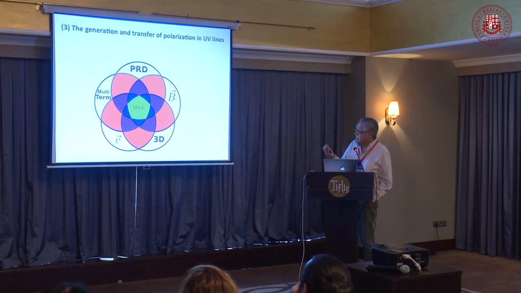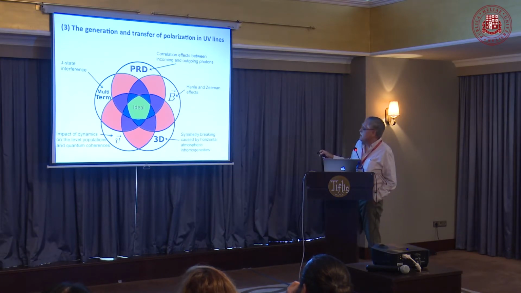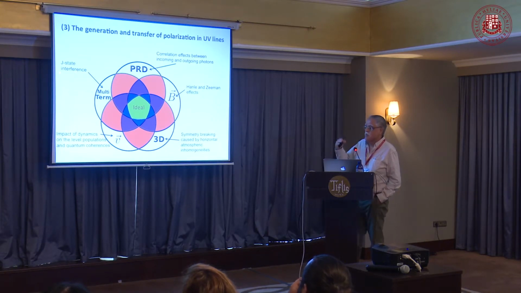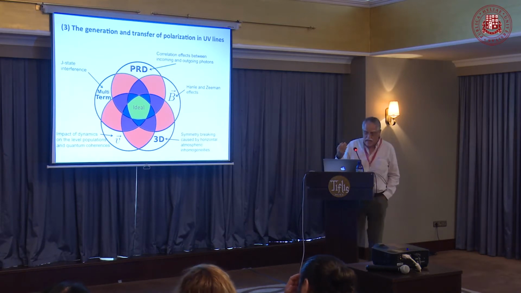So the physical mechanisms that one has to take into account in order to aim at a realistic modeling of polarization in UV lines are very complicated. We have to take into account the Hanle and Zeeman effects. We have to take into account correlation effects between incoming and outgoing photons in the scattering event, the so-called partial frequency redistribution. We have to take into account quantum mechanical interference between the two upper J levels of spectral lines, for example, between the upper level of the K line and the upper level of the H line.